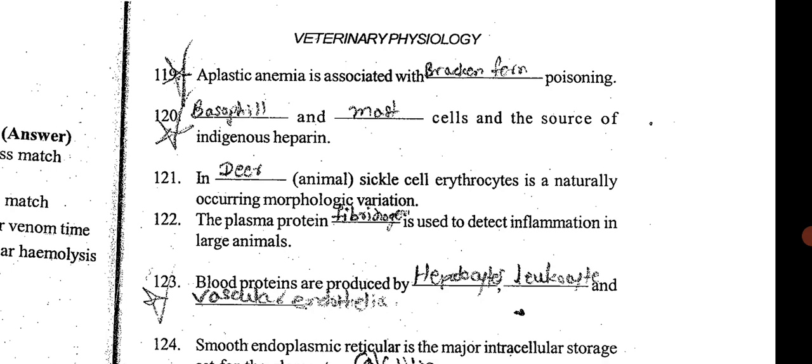Basophils and mast cells are the source of endogenous heparin. Basophil is a type of white blood cell, a granulocytic white blood cell. Other types of granulocytic white blood cells are eosinophil and neutrophil. So basophils along with mast cells are the source of endogenous heparin, and heparin is responsible for preventing the clotting of blood.